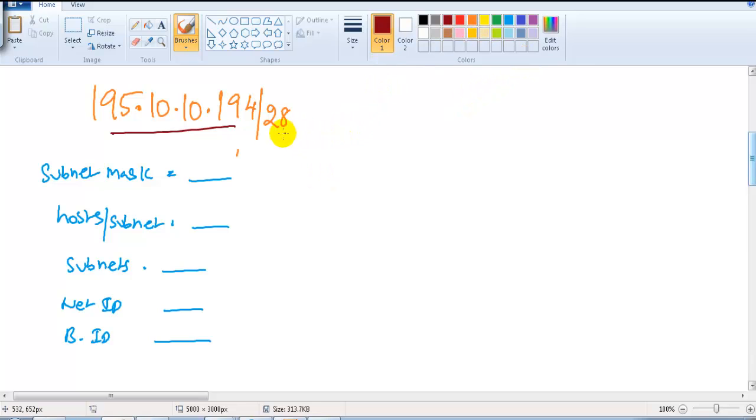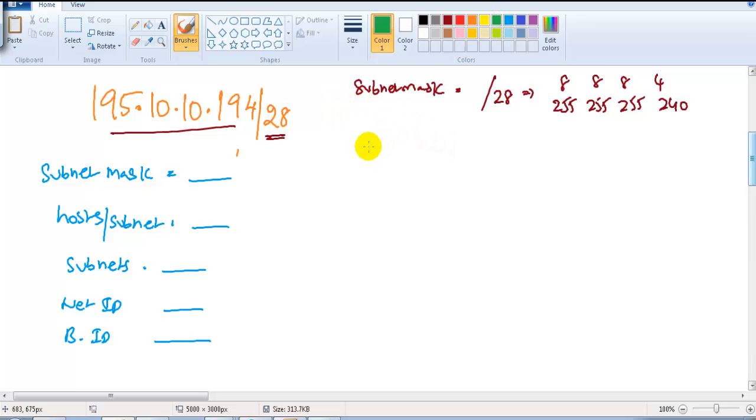Now for all your answers, the clue is the /value. To find the subnet mask, let us start with that first. We need to take /28, so you can write it as 8 plus 8 plus 8 plus 4. So the subnet mask will be 255.255.255, and the 4 bits, if you add them, give 240. So the subnet mask is this.